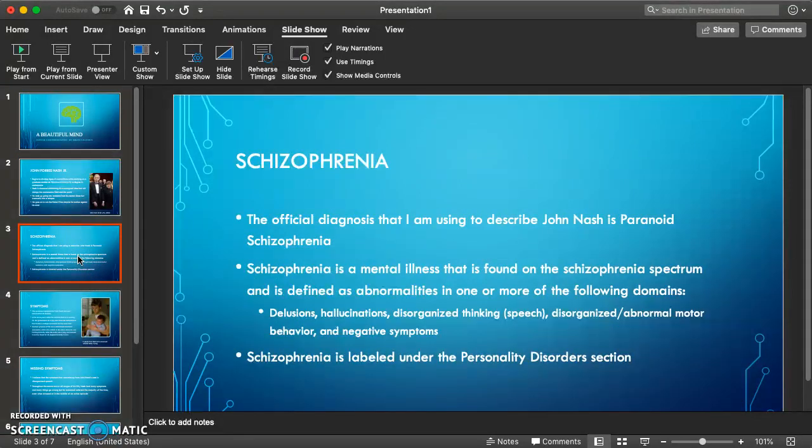Next is a slide over the mental illness schizophrenia. This is the official diagnosis that I'm using to describe John Nash, particularly paranoid schizophrenia. Schizophrenia is a mental illness that is found on the schizophrenia spectrum and is defined as abnormalities in one or more of the following domains, which are delusions, hallucinations, disorganized thinking, disorganized/abnormal motor behavior, and negative symptoms. Schizophrenia is labeled under the personality disorders section in the DSM-5.